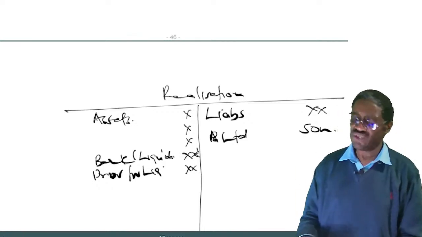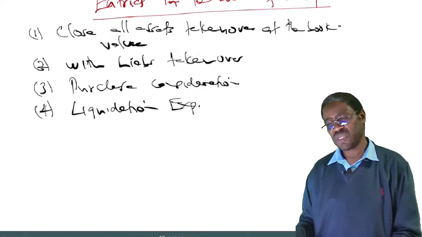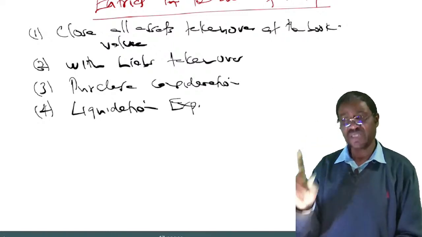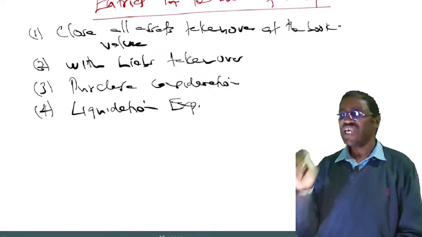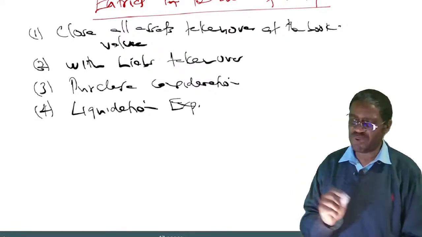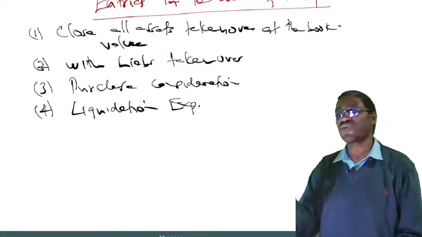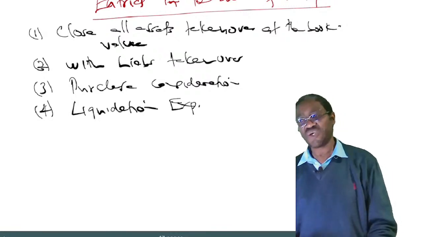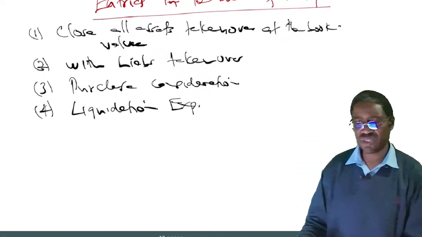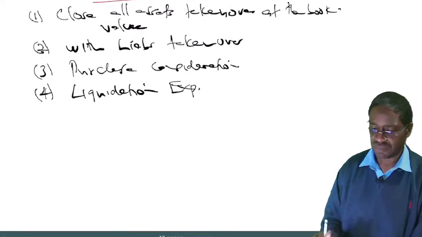So that's our entry number 4, which says with liquidation expenses, if paid, debit realization, credit bank. If incurred but not paid, you will still debit realization and credit the account we are calling provision for liquidation expenses. That's our entry number 4. Number 5.